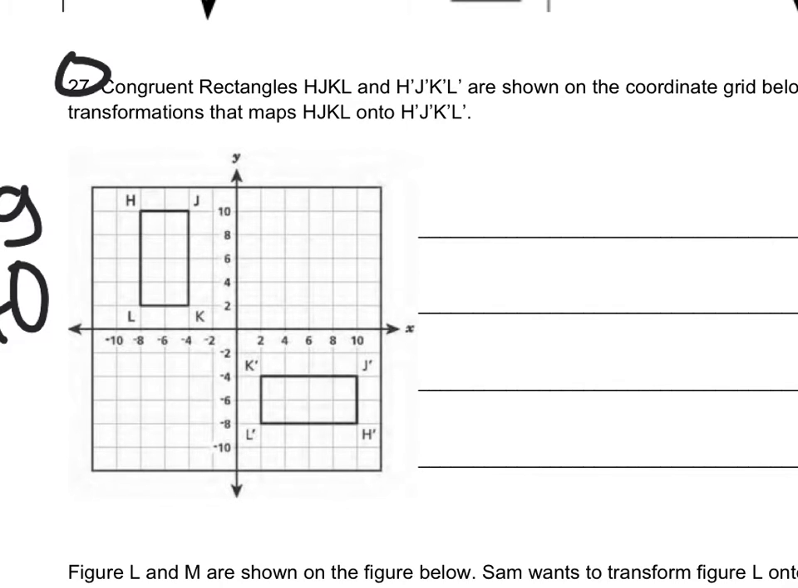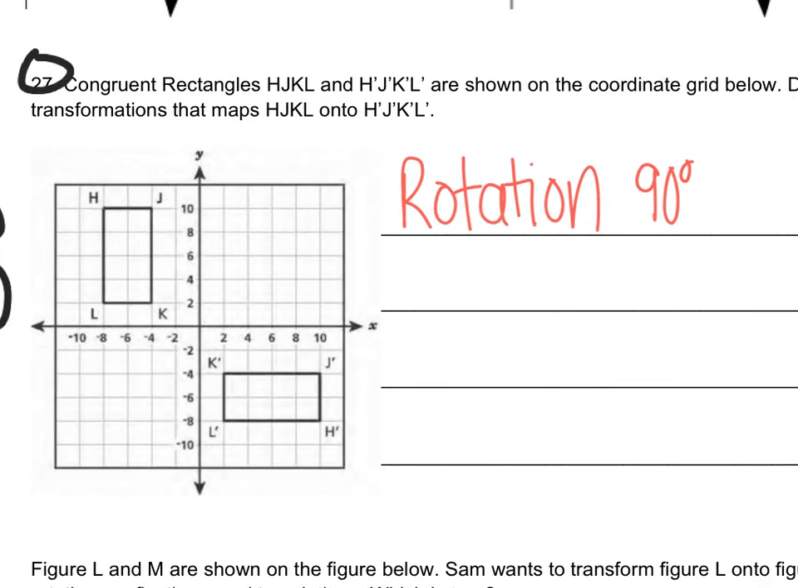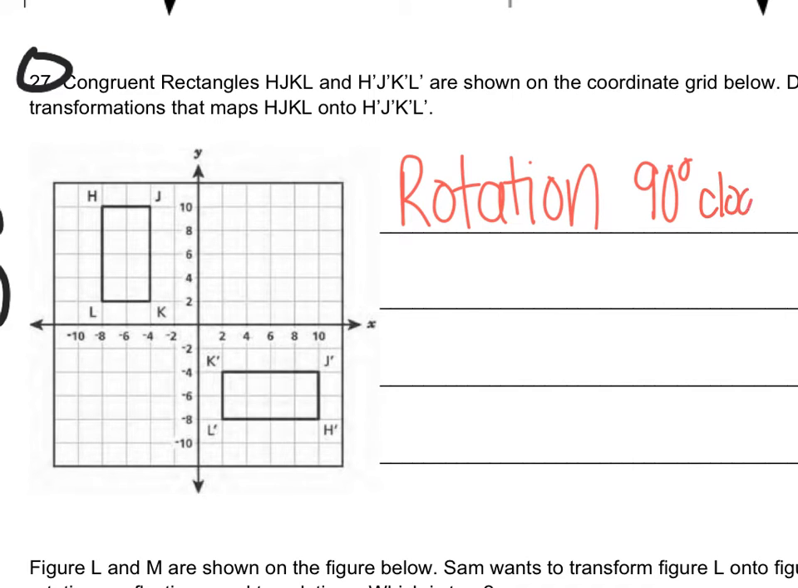Immediately I notice that my original triangle is up and down, while my new triangle is kind of sideways, left and right. So that tells me that I need a rotation, because I need to spin my rectangle around. If I rotate 90 degrees clockwise, when I do that, I get a rectangle like this, where this is K, L, H, and J.